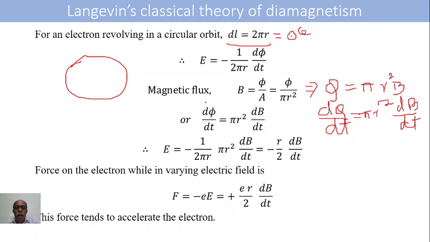So substituting this d phi by dt in this relation, we get E equals minus 1 by 2 pi r into pi r square into dB by dt. Pi r gets cancelled, and therefore E is equal to minus r by 2 into dB by dt. This is the value of the electric field E. Force on an electron while it is in a varying electric field: when an electron is kept in a varying electric field, then F is equal to minus e into E.